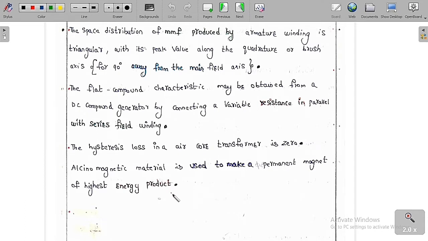Alnico material is used to make a permanent magnet of highest energy product. So if you want to make a permanent magnet, then you have to use this alnico material, because it has the highest energy product. Alnico material is basically used for making permanent magnets because it has the highest energy product.